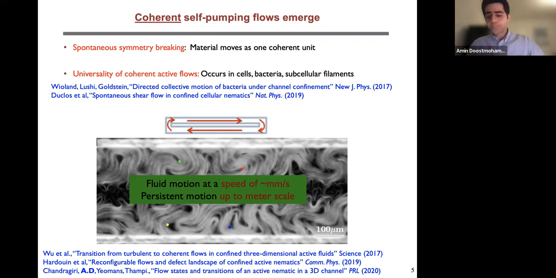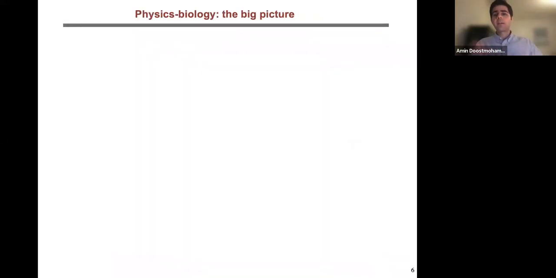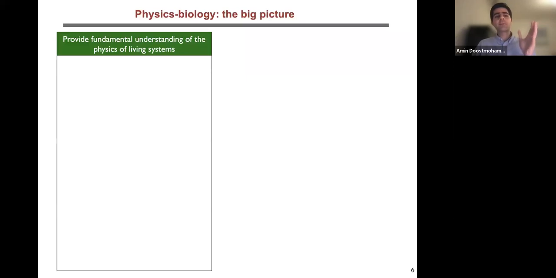I'll just draw a kind of big picture of why we are studying these active materials. On one hand, to me, it is because we want to use ideas from physics to learn something about biology.